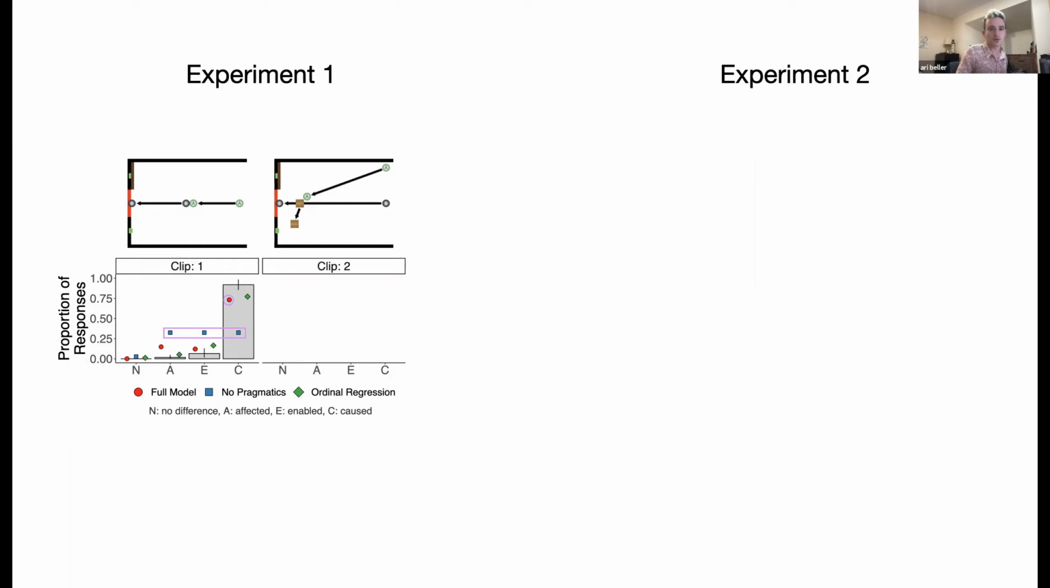On this case on the right, where A knocks into a box, knocking the box out of the way and allowing the B ball to go through the gate, participants overwhelmingly say that enabled is the best description. Again, our full model has the right idea, but here the regression gets things not quite right, underrating the extent to which participants favored the enabled expression.